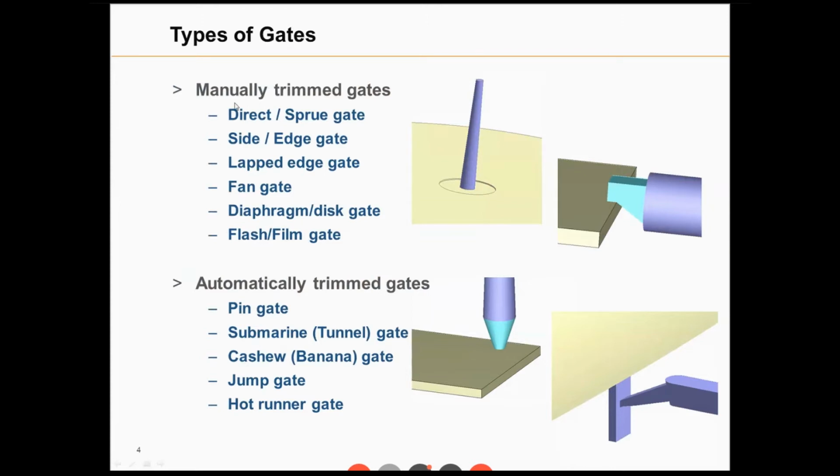Okay. For the type of the gate, we can divide it into two categories. One is the manually trimmed gate. Another one is the automatically trimmed gate. And each type of the gate provides different functionalities.